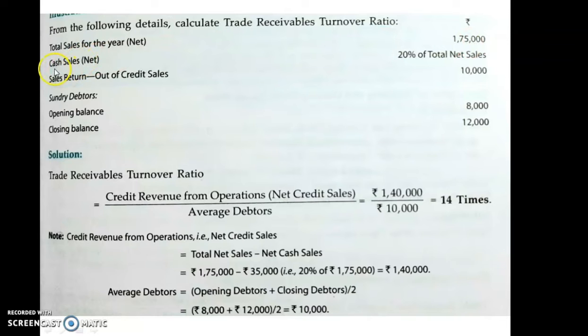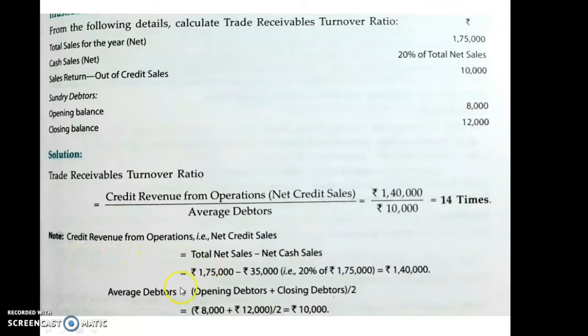Next is given to you cash sales net. Cash sales means total cash sales in that year is 20% of the total net sales. Then sales return out of the credit sales is 10,000 given to you, and debtors opening balance and closing balance is given to you. Now move to the solution part. Trade receivable turnover ratio formula, credit revenue from operation, that is net credit sales divided by average debtor.